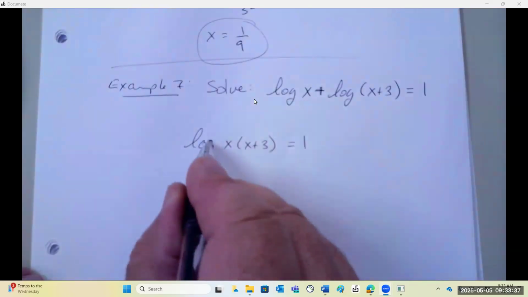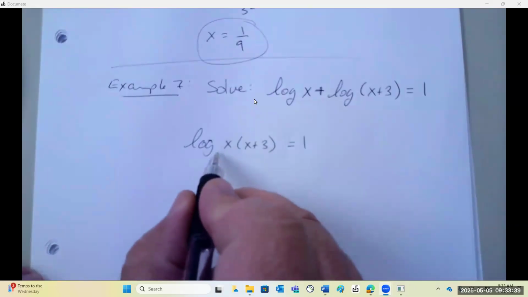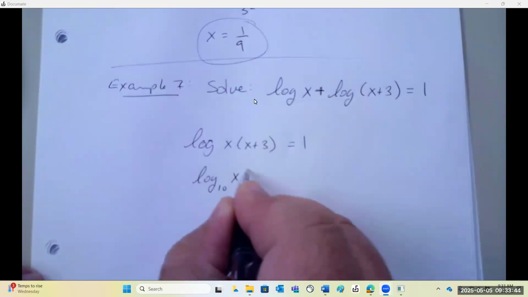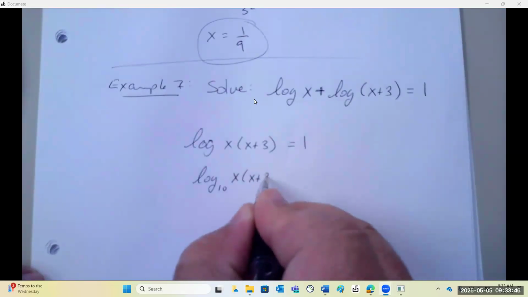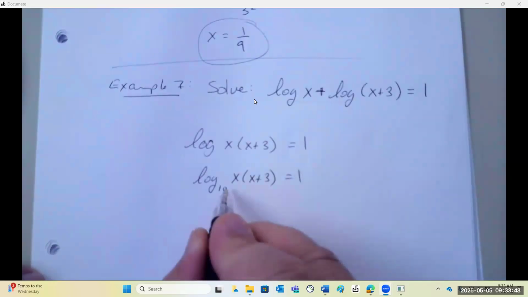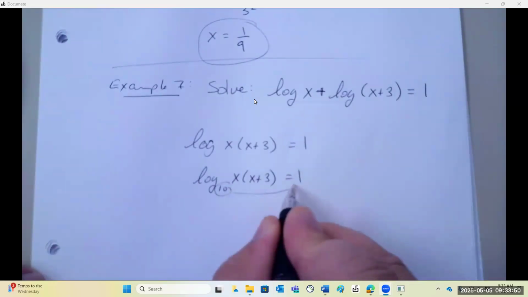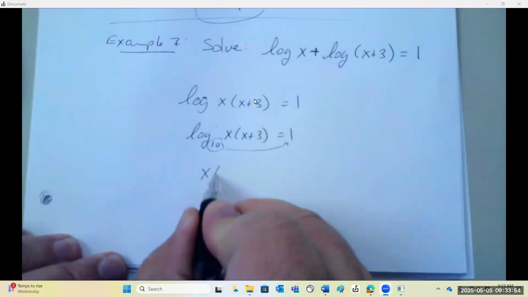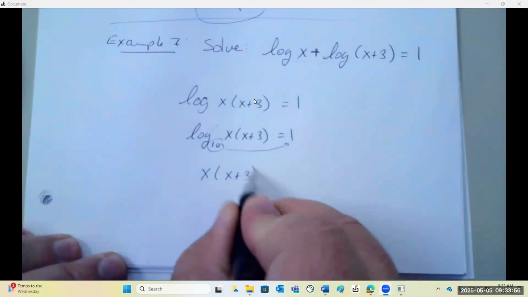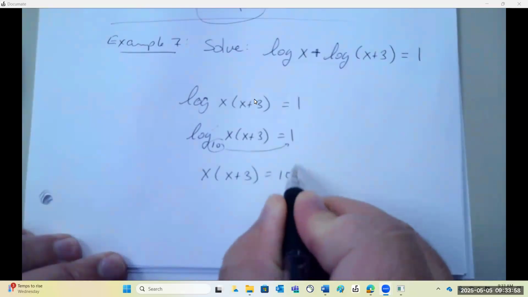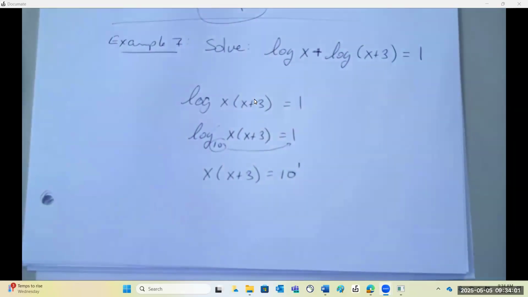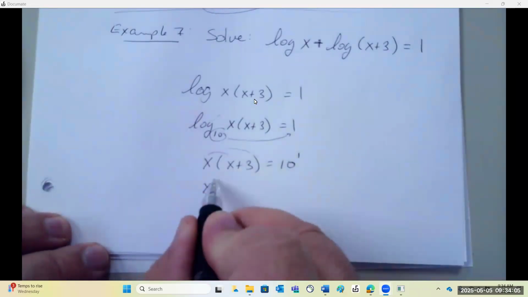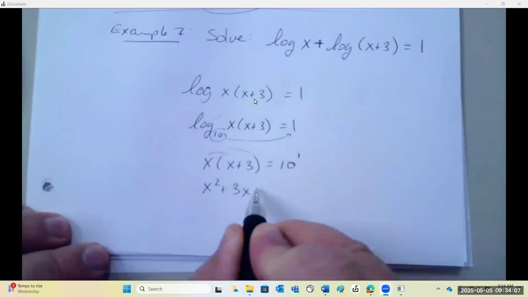Now I have to get rid of the log. Since there's nothing written down there, that one is actually log base 10. So the base comes over here and pushes that up and drops the log. So we have x times (x plus 3) equals 10 to the first power. Get rid of the parentheses, so we have x squared plus 3x equals 10.